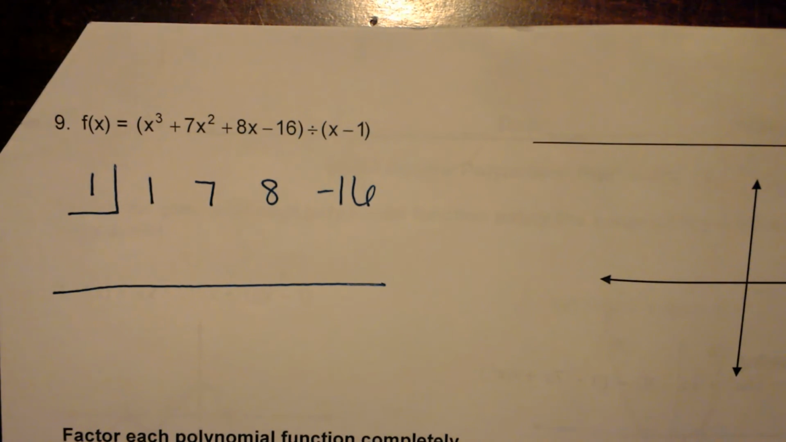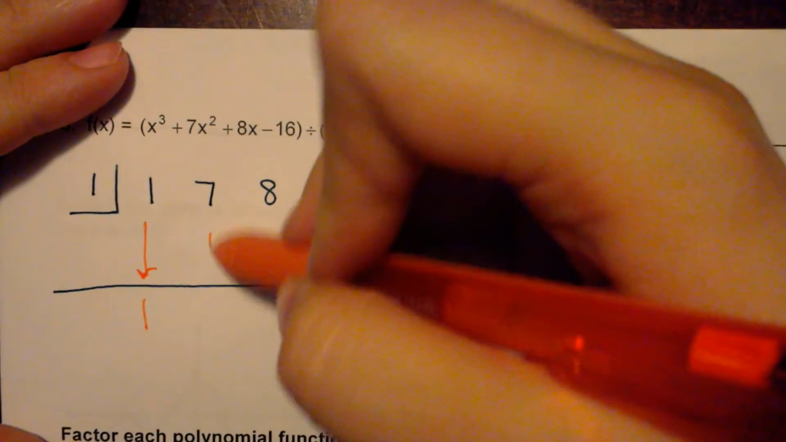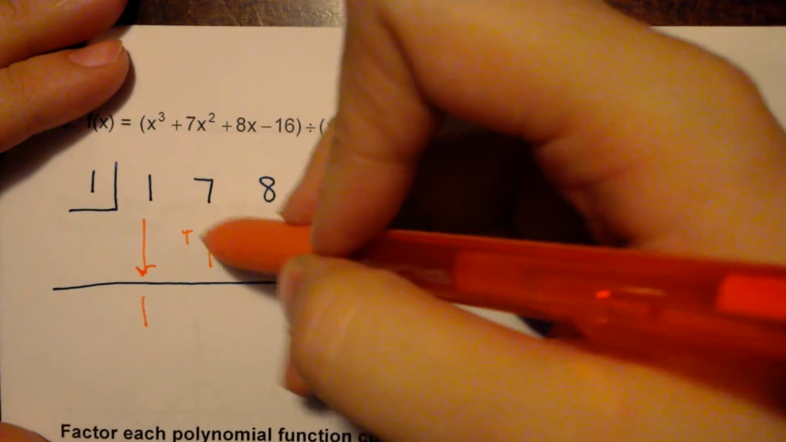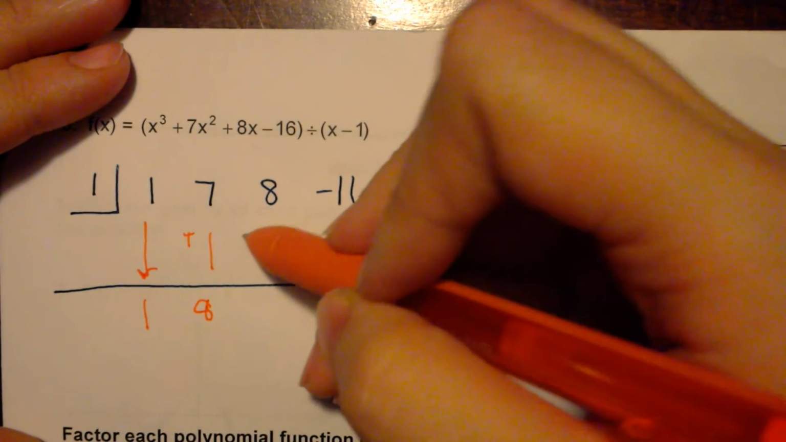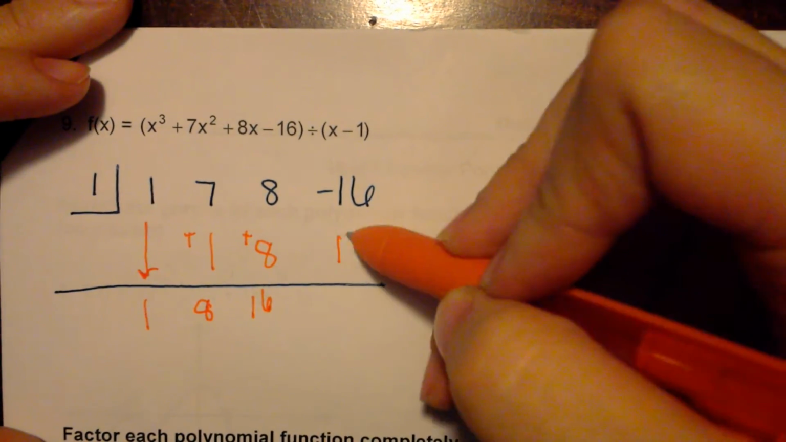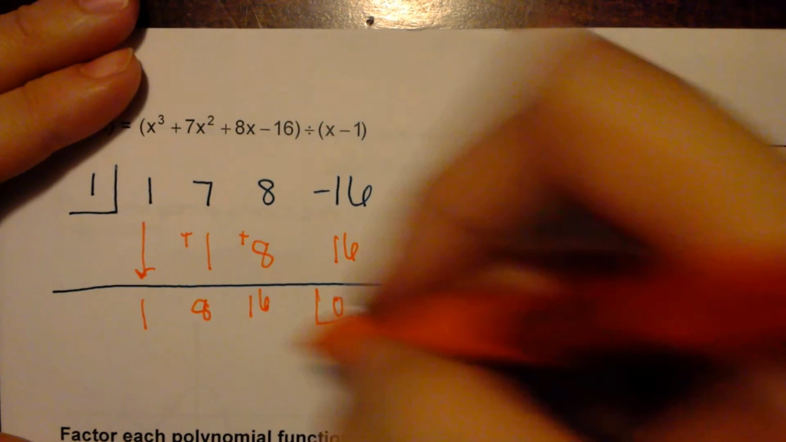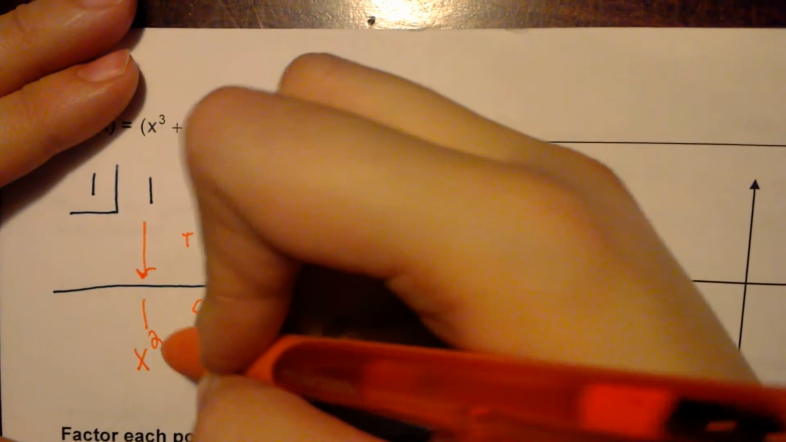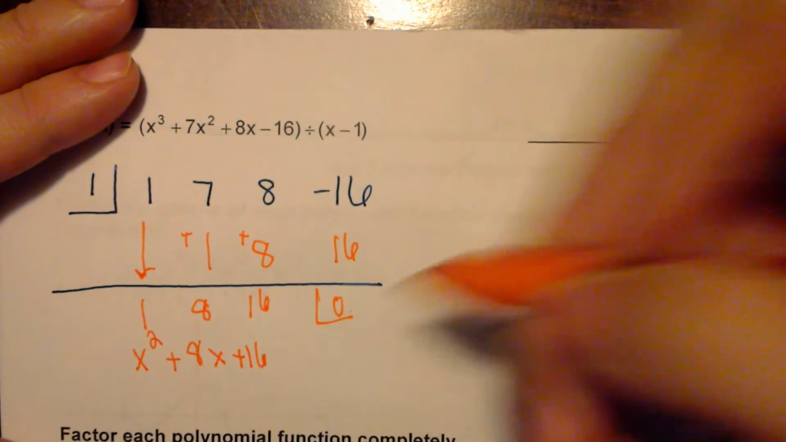So for 9, 1 comes down, 1 times 1 is 1. 7 plus 1 is 8. 8 times 1 is 8. If I add, I get 16. 16 times 1 is 16. I get a remainder of 0. So it leaves me x squared plus 8x plus 16.